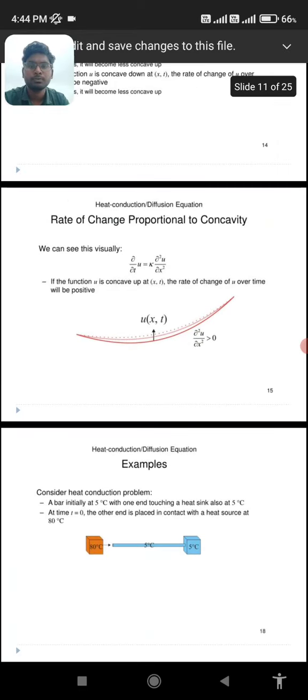We can see this visually. ∂u/∂t = k ∂²u/∂x². If the function u is concave up at (x,t), the rate of change of u over time will be positive.